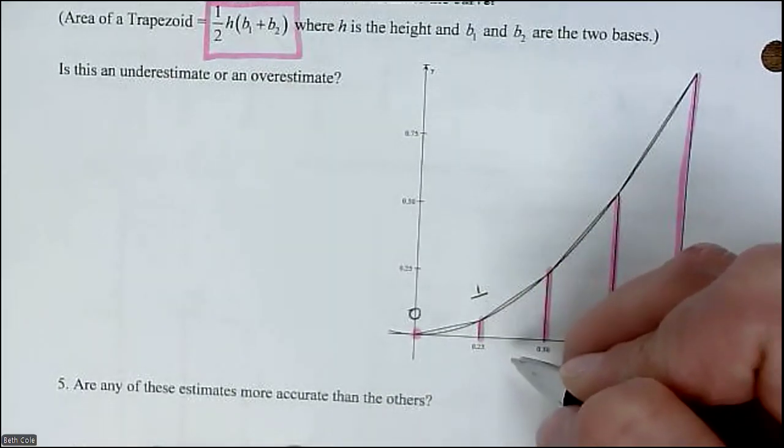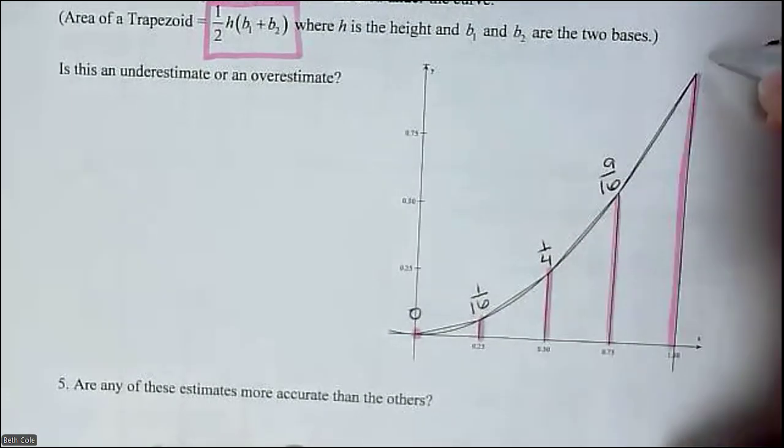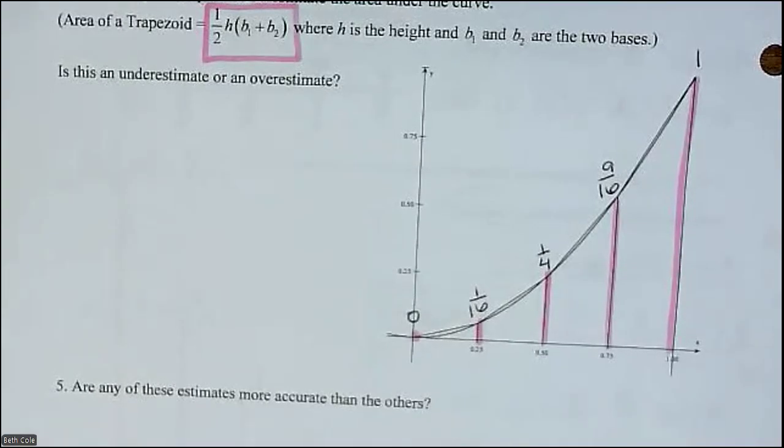What was that? 1/16, 1/4, 9/16, and 1. We did those on the other problems. I'm just writing them out again so that we've got them there. So we're going to have 4 trapezoids all added together. As a heads up, it's going to get long. You're not going to fit it all on one line.